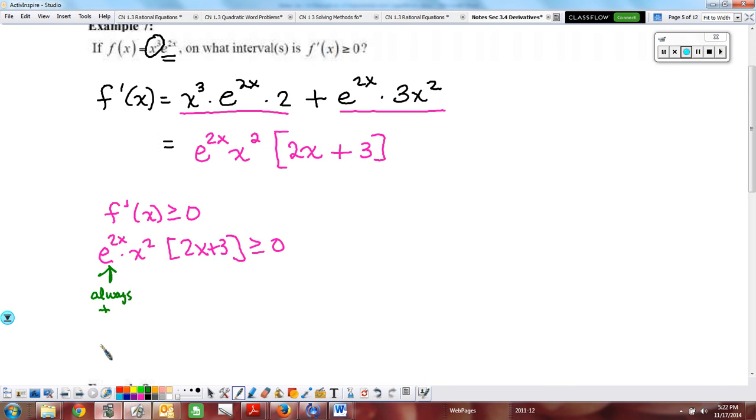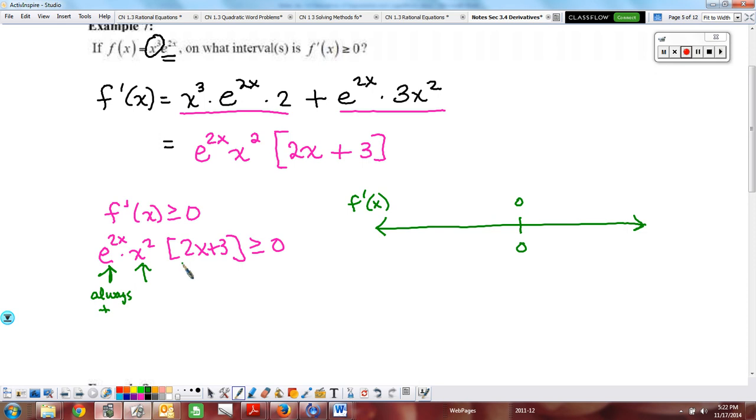So it doesn't contribute any critical values to my sign chart. It's always positive. x squared is always positive or 0. It's 0 at 0, so that might be something to contribute to my sign chart, because when x is 0, f prime of x would equal 0. So that would be a critical number.